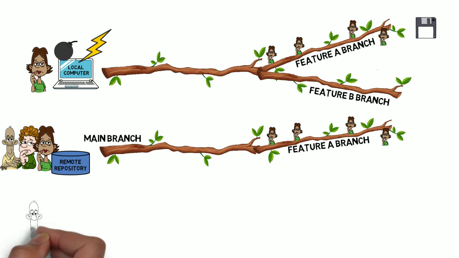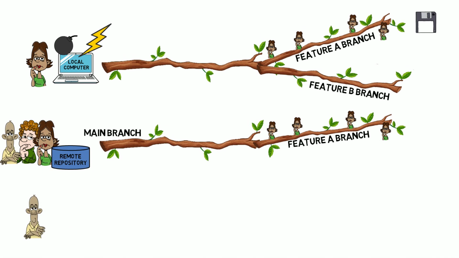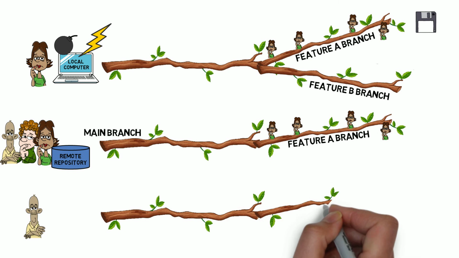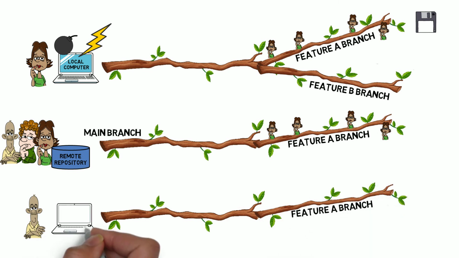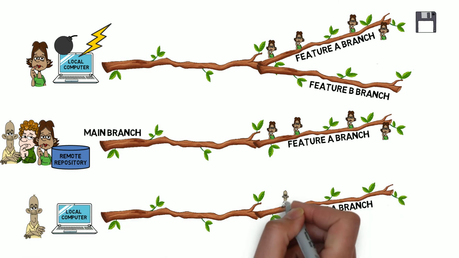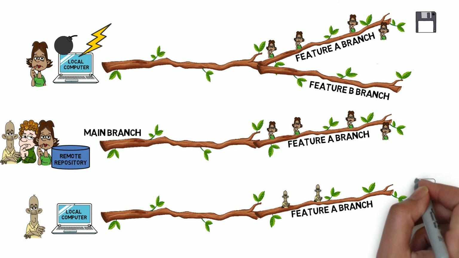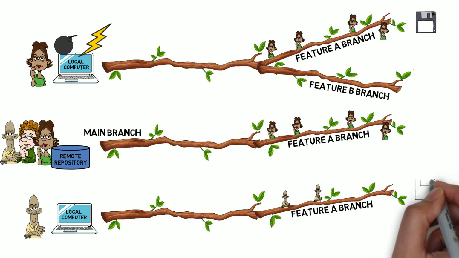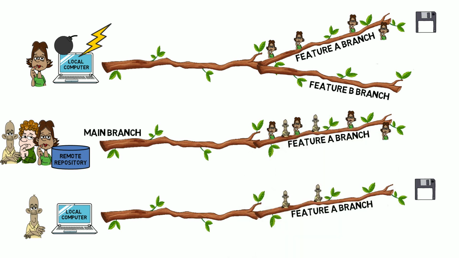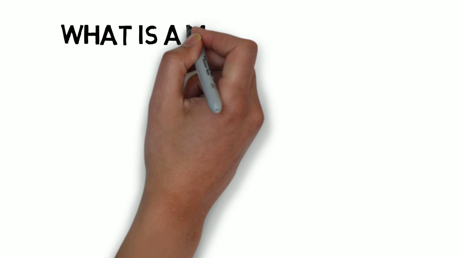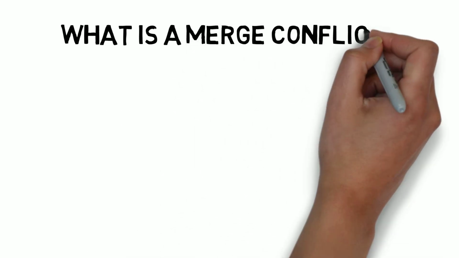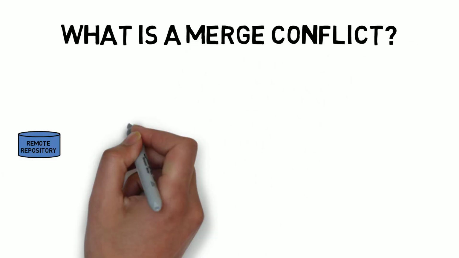Another engineer is also working on Feature A. That engineer will pull the Feature A branch from the remote repository onto their local machine and start working on it. Just like our first engineer, when he is ready, he will commit his code and push it to the remote repository where it will be merged into the feature branch along with everyone else's code. And that brings us to our original question. What is a merge conflict?